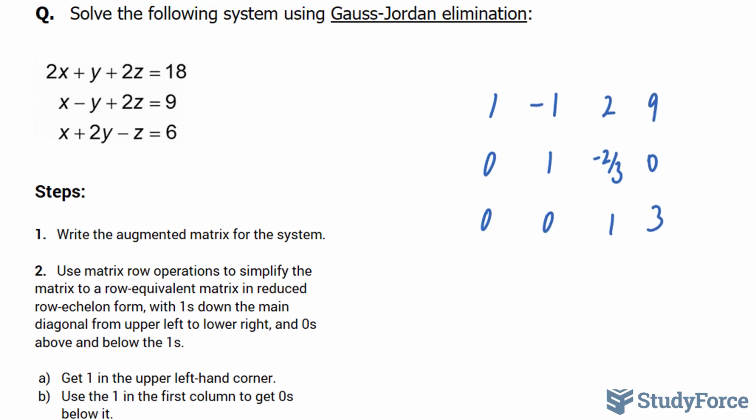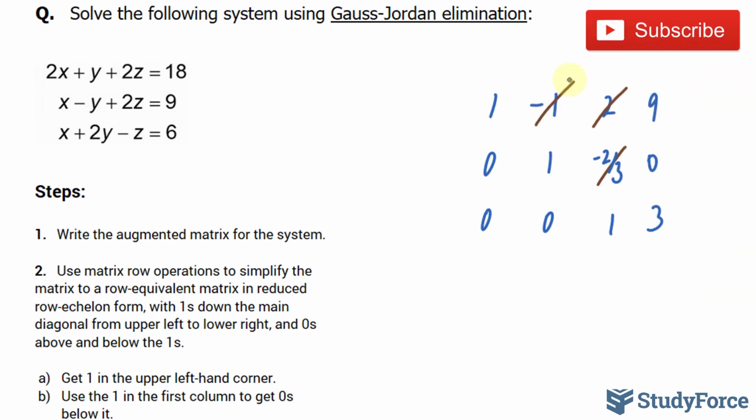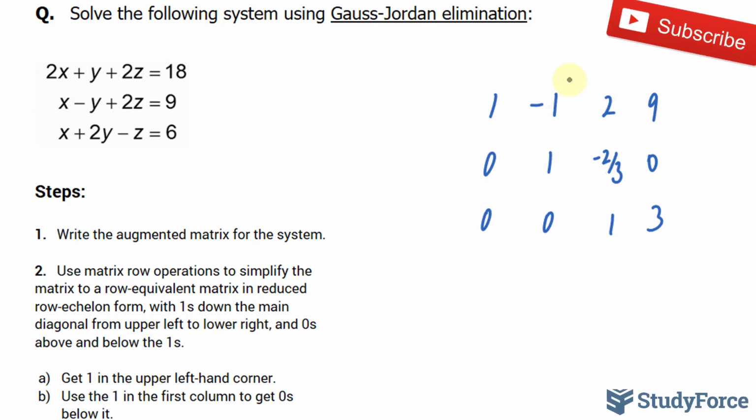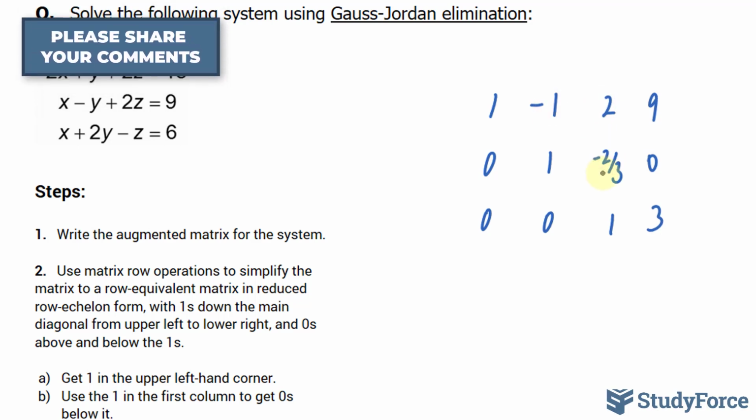Now, as mentioned, one of the differences between this method and the previous is we want to make this number into a 0, this into a 0, and that into a 0, because by doing that, we can easily find out what x, y, and z are. And unlike before where we used this one to make all the numbers underneath 0, this time we'll use this one to make these two numbers 0, and then subsequently use this one to make that 0. That being said, let's start by trying to get rid of this negative 2 over 3.